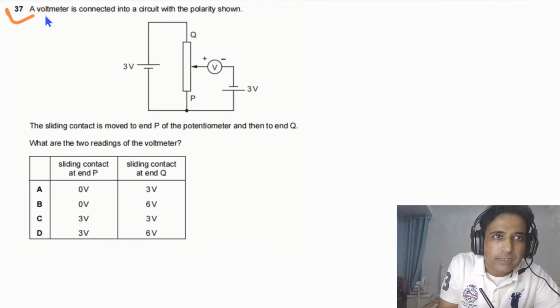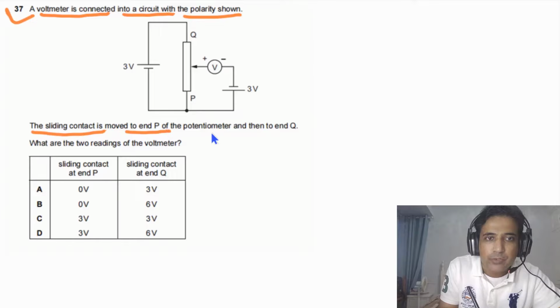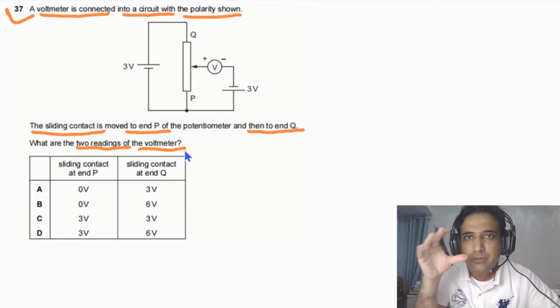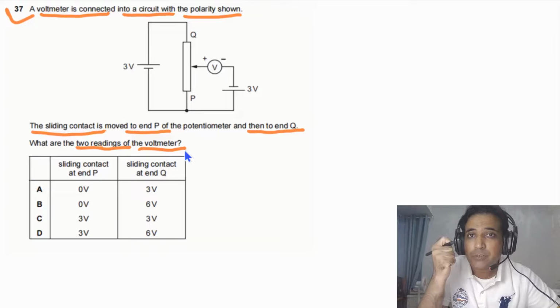Question 37 says a voltmeter is connected into a circuit with the polarity shown. The sliding contact is moved to end P of the potentiometer and then to end Q. What are the two readings of the voltmeter? We can answer this question using two different methods. We can use the potential method. We can also use KVL, Kirchhoff's second law.